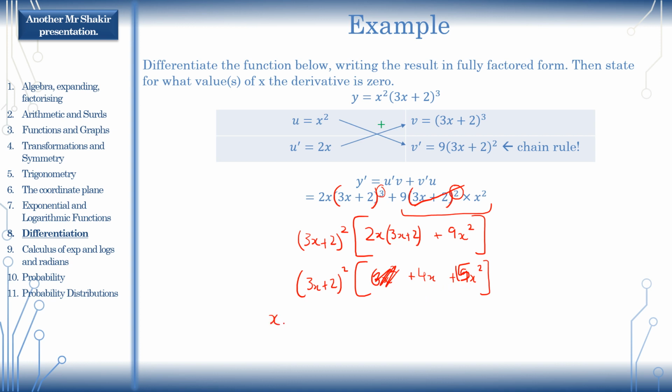So we'll have x, then we'll have 3x plus 2 all squared. And then what do we have left over? We have 15x plus 4. And that is fully simplified.